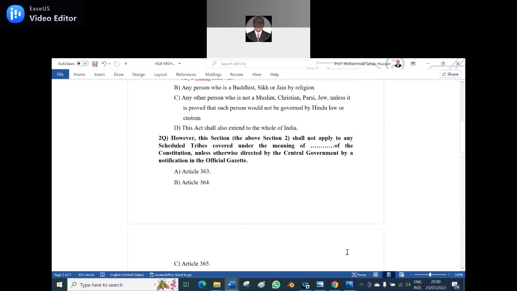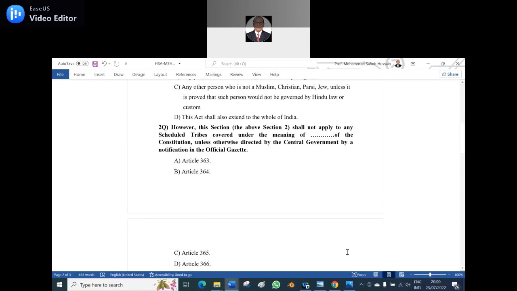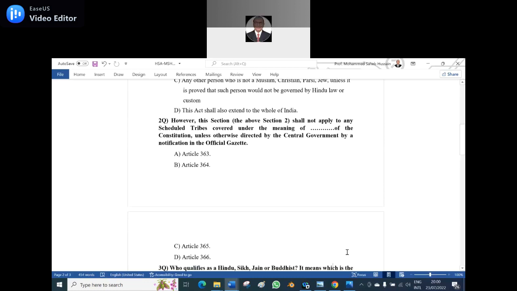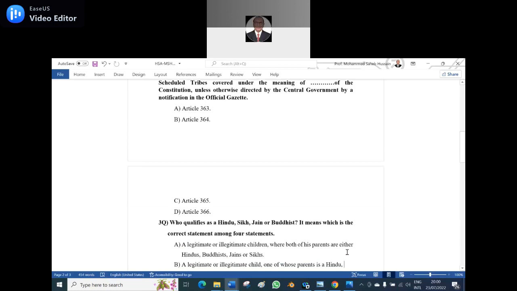However, the above Section 2 shall not apply to any Scheduled Tribes covered under the meaning of dash of the Constitution, unless otherwise directed by the Central Government by a notification in the Official Gazette. Option A, Article 363. Option B, Article 364. Option C, Article 365. Option D, Article 366. Option D, Article 366. You are right. Article 366 is the right answer for the second question.